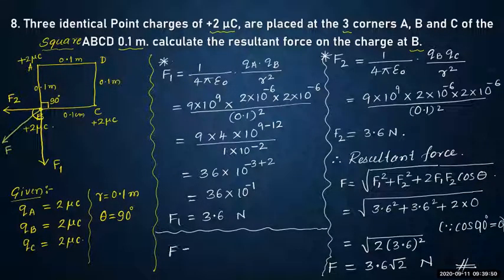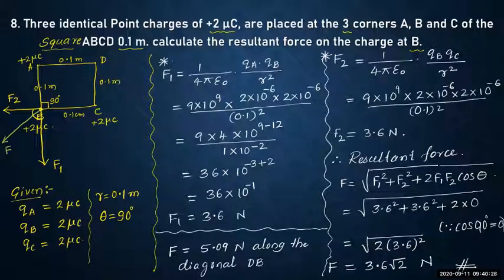See how much F comes to: F is equal to 3.6 into root 2. If you multiply 3.6 into root 2, see how much it might be. It is 5.09 Newton along the diagonal DB. Okay, along the diagonal DB. So this is your final answer.